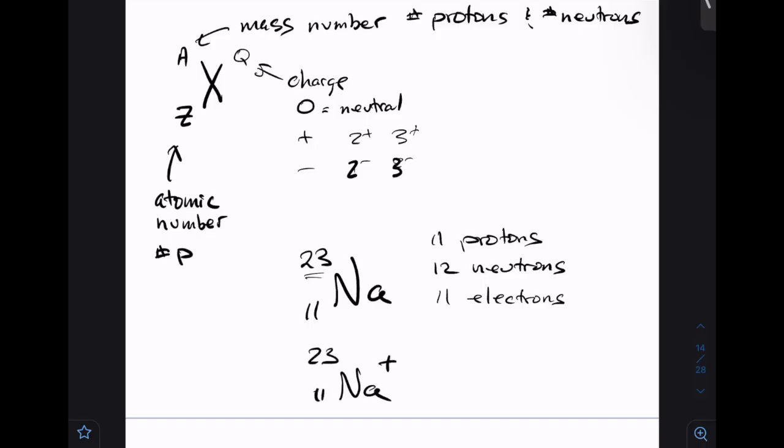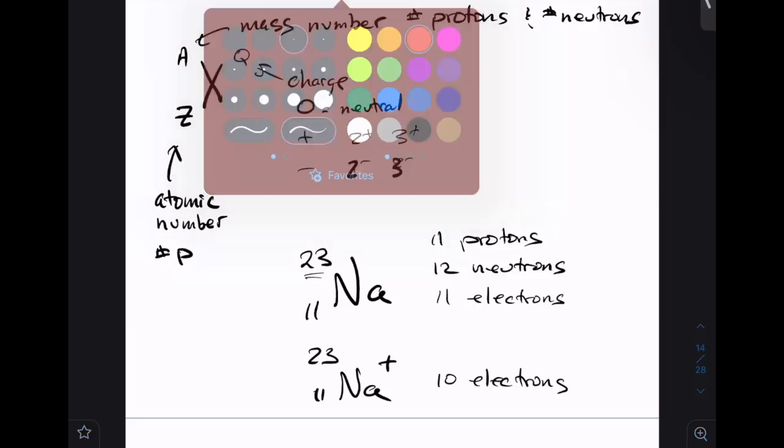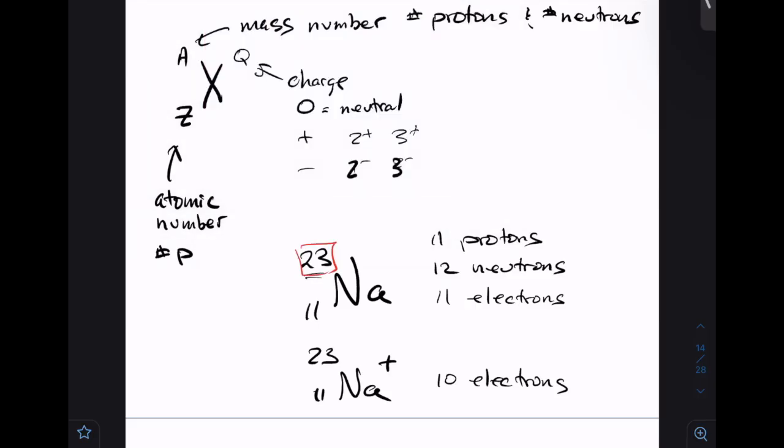instead, everything else is the same. It's still 11 protons and it's still 12 neutrons. But now how many electrons does this have with a plus? It has 10, because there's one fewer negative charges than there are positive charges. Okay? But it's the mass number 23. This is the mass of this particular isotope of sodium.